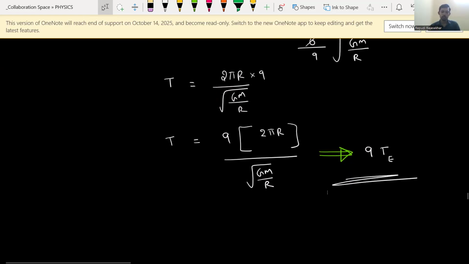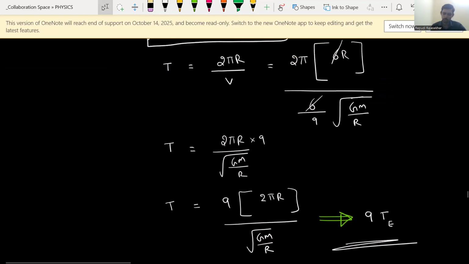Clear? How did I get the time period of the earth here? Because it is 2 pi r by root over GM by r. What is root over GM by r? Nothing but the orbital velocity. So 2 pi r by v is the time taken to complete the rotation around the sun. It is 9 times we got here.